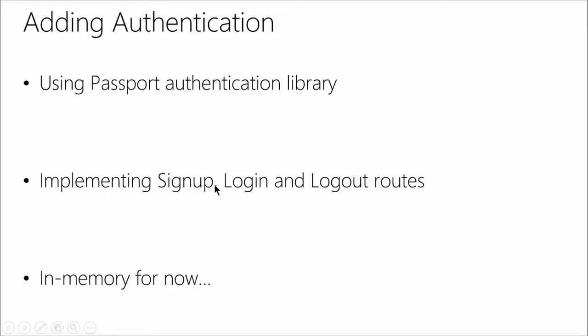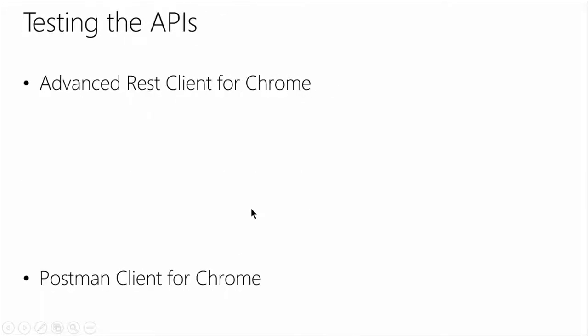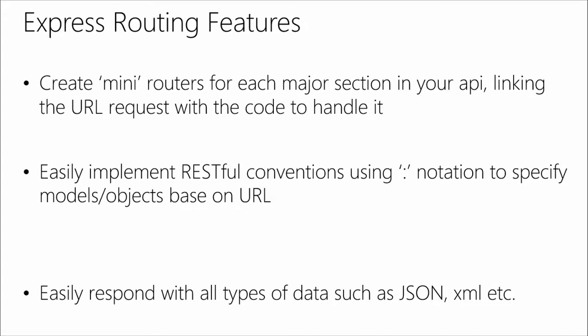We're going to implement sign up, login, and logout routes. And instead of storing users to MongoDB, for now we'll just use in-memory so that we don't have to talk about Mongo until the next session. So I talked about testing the APIs, and we're going to create mini routers that we've already done. But we're going to use this same routing model over our authentication piece.